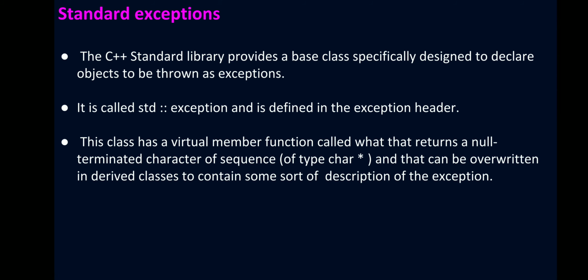That is the name of the function: what. This what function returns the error message, and it can be overridden in the derived classes. For example, if I want to create my own exceptions, that is user defined exceptions, then I have to include the exception class along with the iostream class.